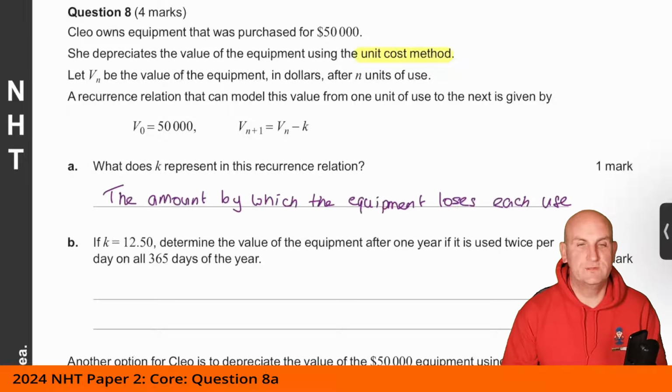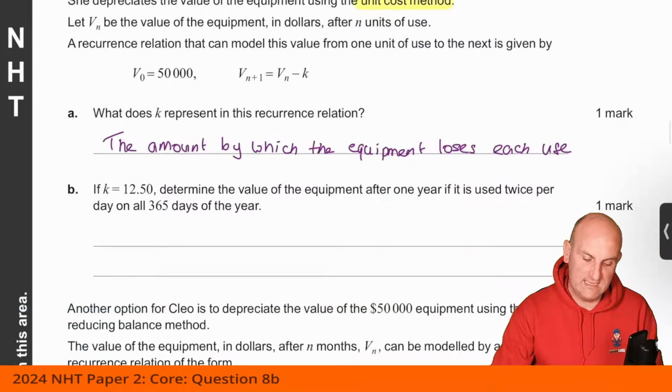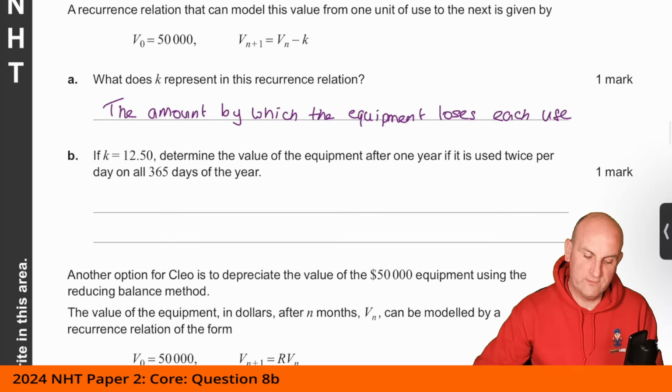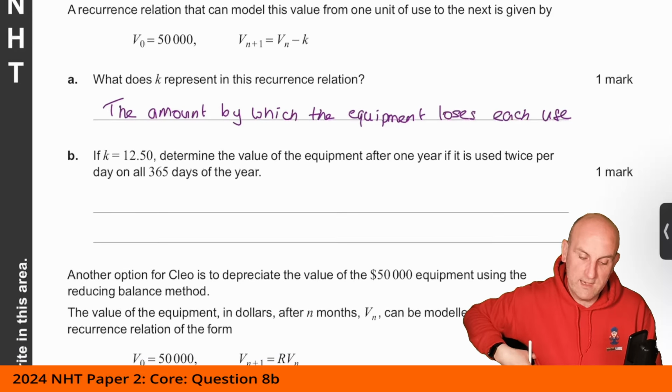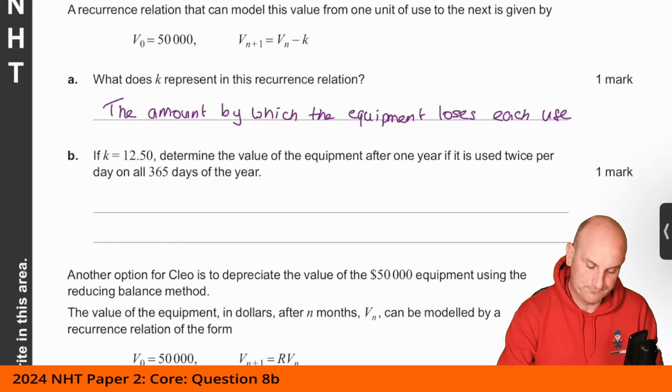And again, to save you watching me, there we go. The amount by which the equipment loses each use, or devalues each use. All right, so that's what unit cost method means. If K is equal to 12.5, determine the value of the equipment after 1 year, if it is used twice per day on all 365 days. So we now know it's going to be used for 365 days, twice on each day.